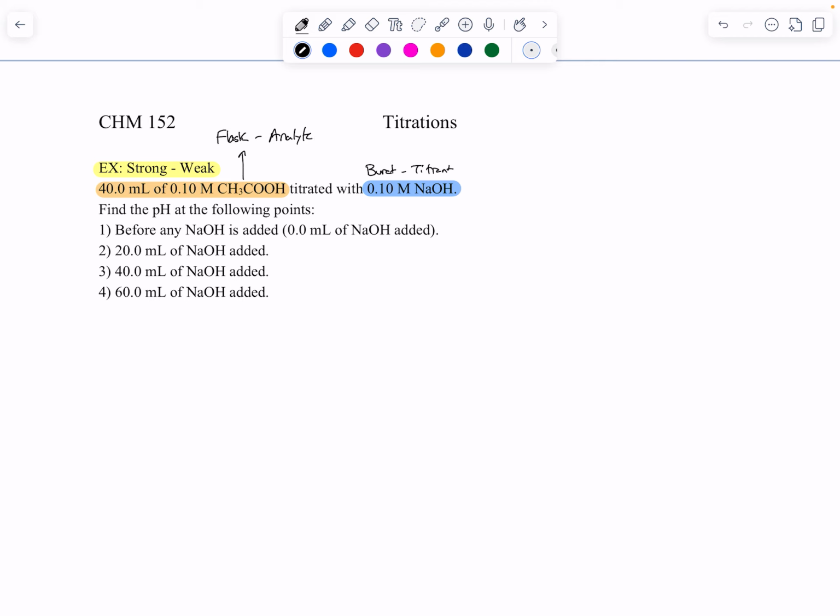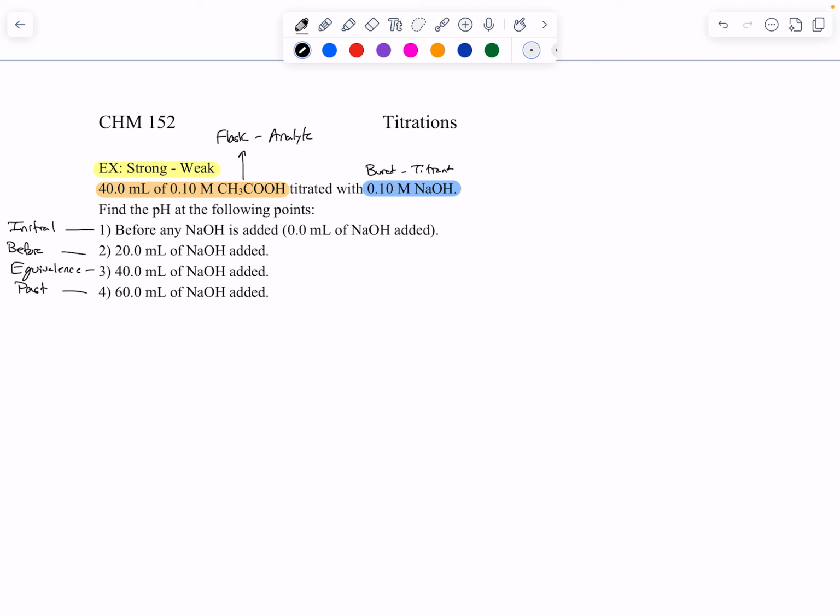All right. And so we're going to find the pH at these 4 points again. So we have the initial, we have before equivalence, and past equivalence. So those are the 4 regions we're going to talk about.